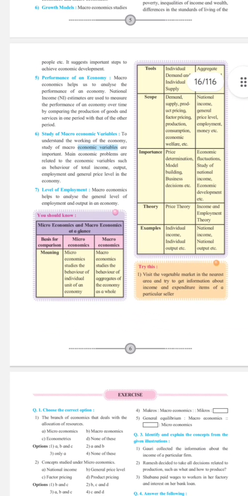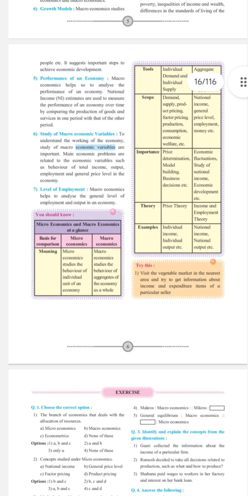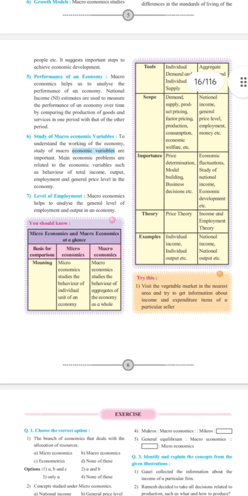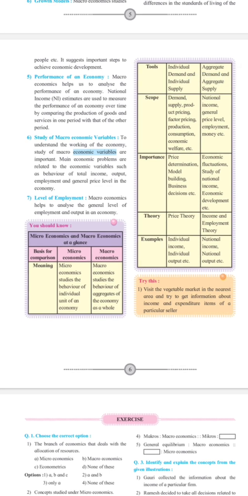Now we are done with macroeconomics, and in this video we completed the chapter. You can see here the major differences between micro and macroeconomics are given. So in the whole chapter, macroeconomics studies the economy as a whole and deals with aggregate variables like national income, employment, inflation, output, and economic growth. So it is also known as the study of aggregates and income theory.